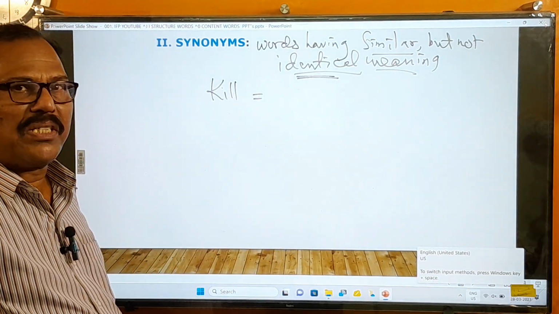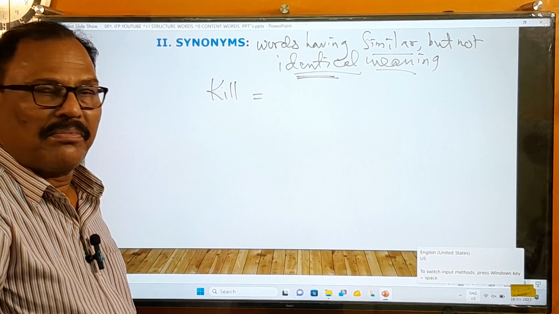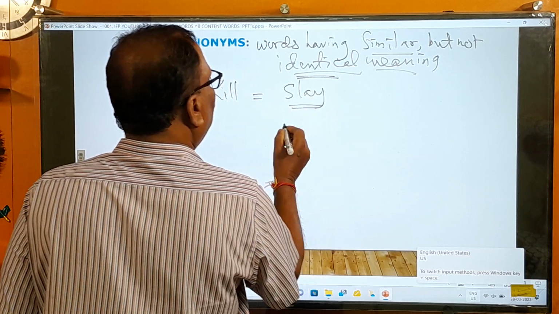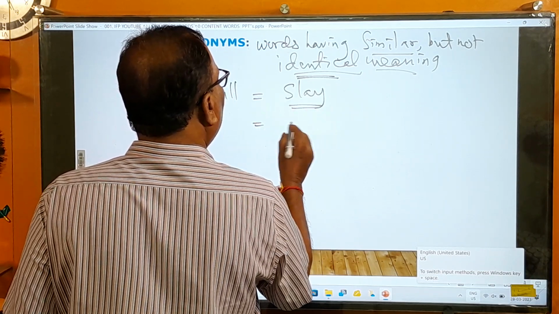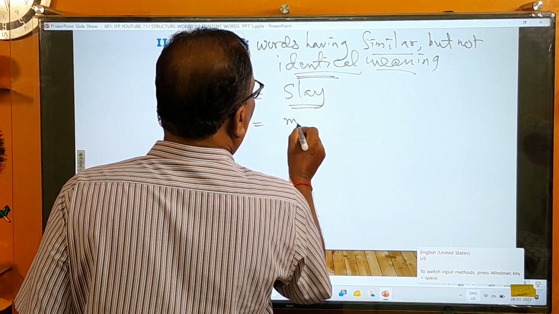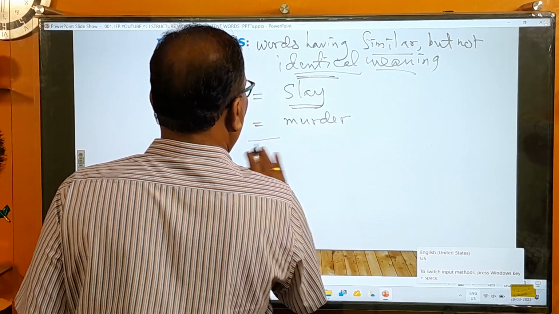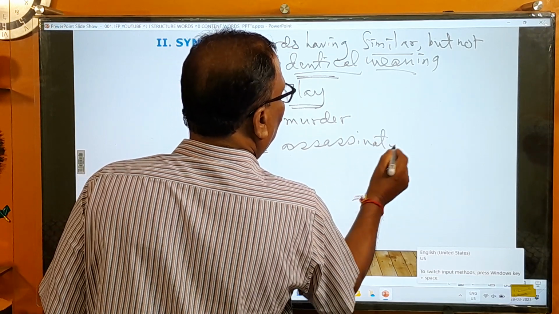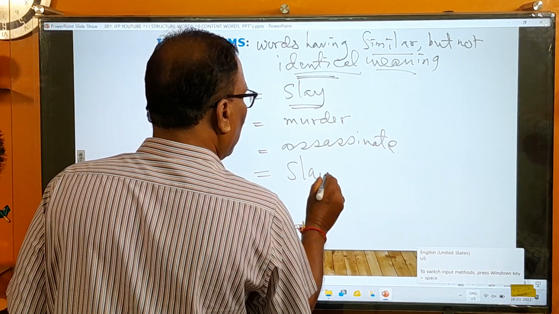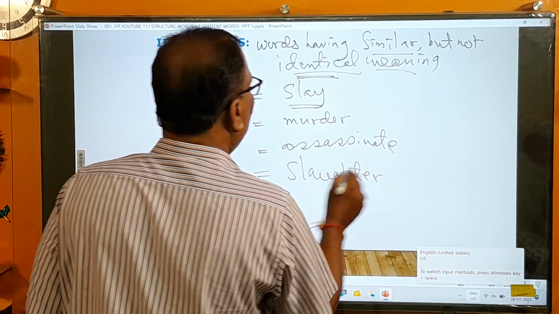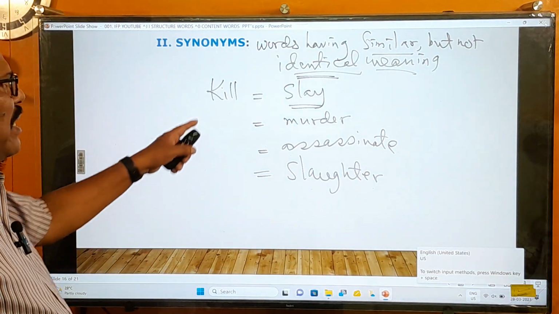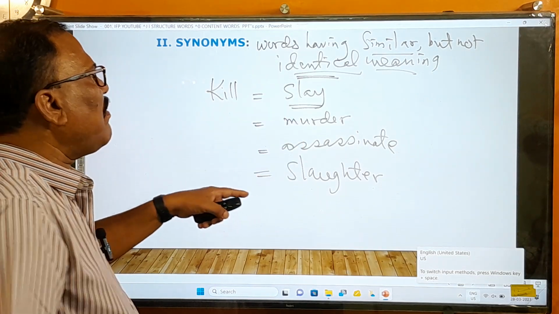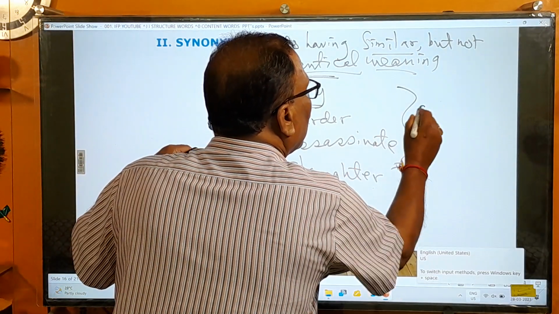Kill means, everybody knows this. That's why I'm taking this example. Kill means, in other words, slay. In other words, you can say murder. Kill means assassinate. Kill means slaughter. Kill means these: slay, murder, assassinate, slaughter. All these convey similar meaning.